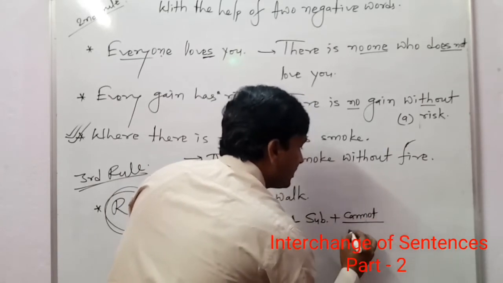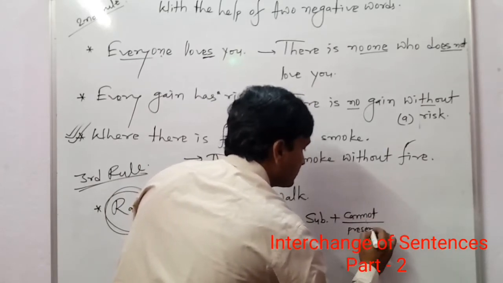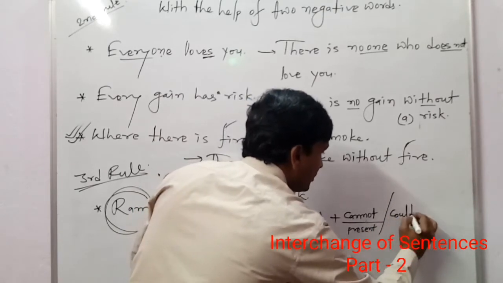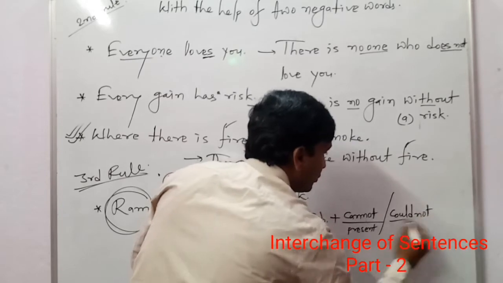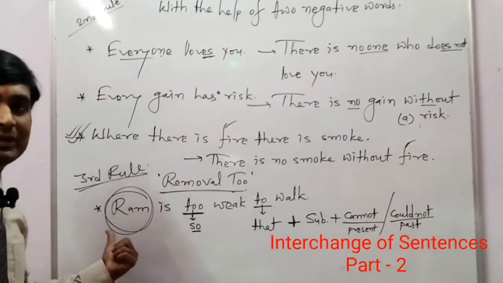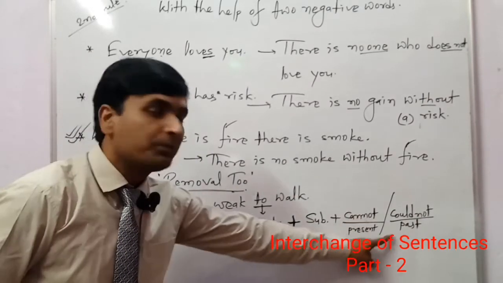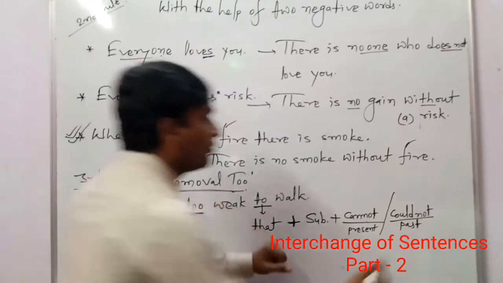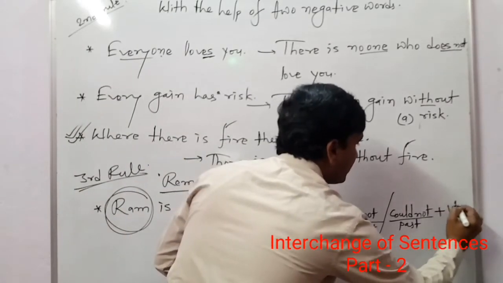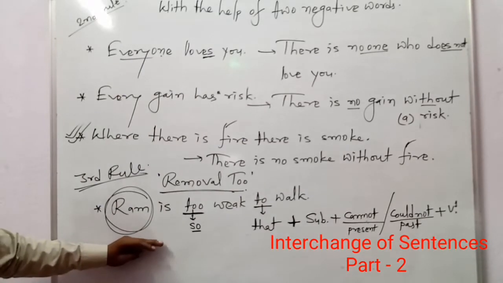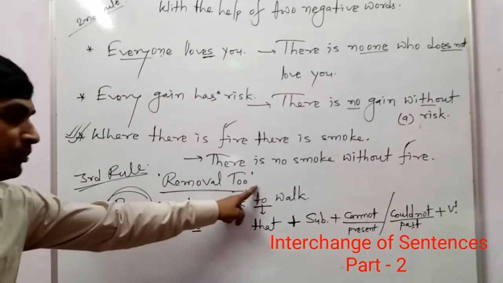"Cannot" with present, and I am adding a slash and then writing "could not". So "could not" with past we have to add, right? If the sentence is in present tense, you have to write "cannot". In case of past tense, you have to add "could not". And then the first form of the verb. So this is the formula for interchanging sentences with the help of removal of "too".